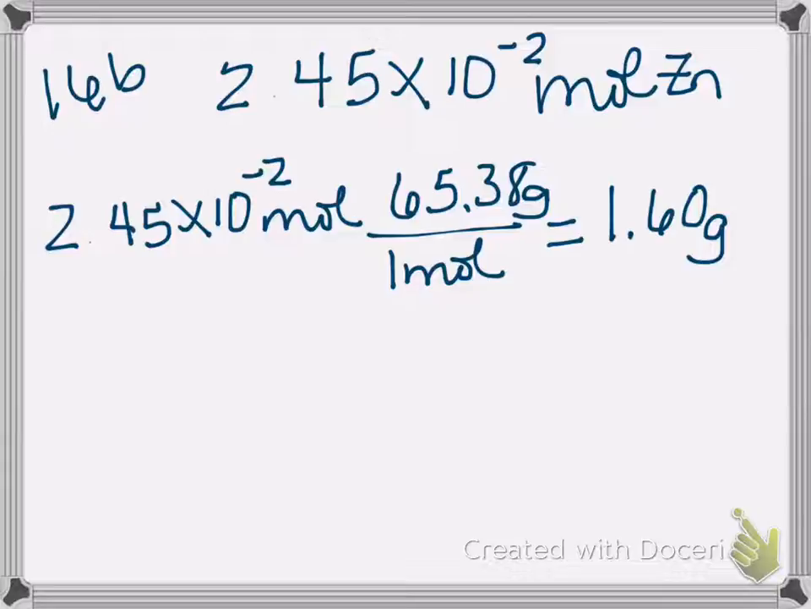All right, 16B is going to be the same way. 16B has given you 2.45 times 10 to the negative 2 moles of zinc. Okay, so you take this and put it down here first, 2.45 times 10 to the negative 2 moles times the molecular weight, which is 65.38 grams, divided by 1, and we can cross out moles. We're left with grams, 1.6 grams of zinc.